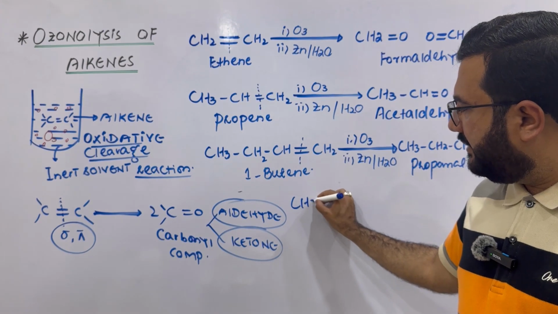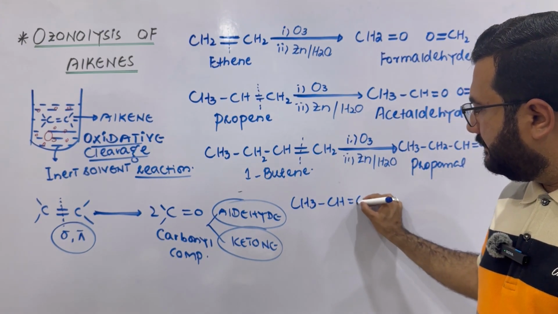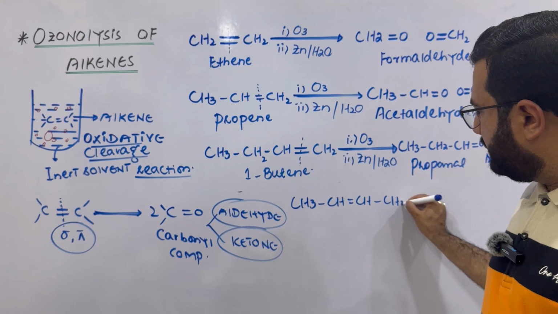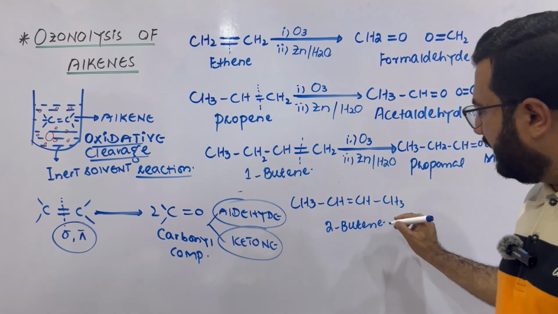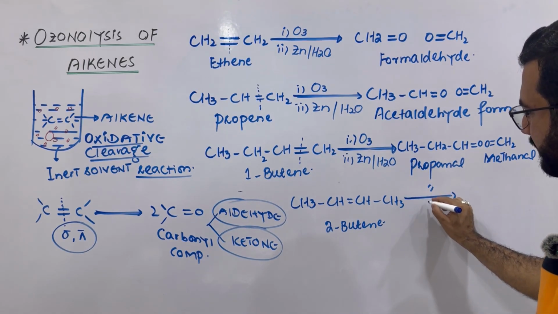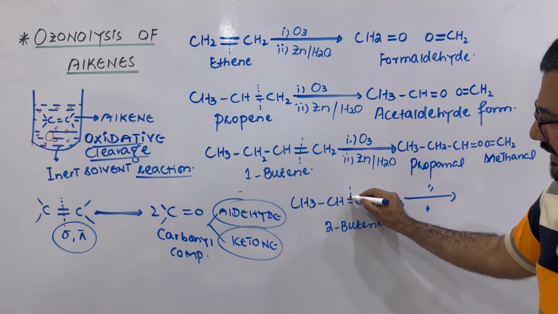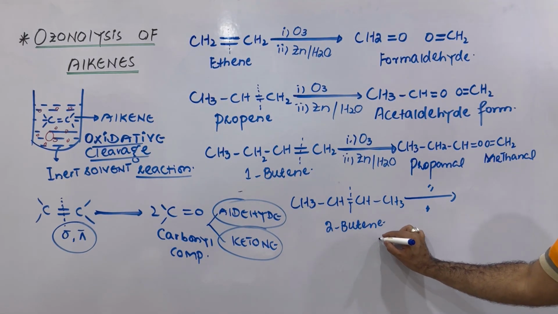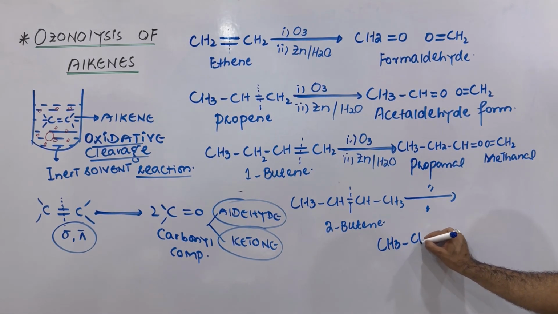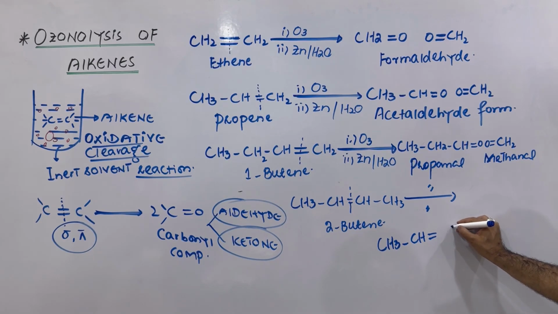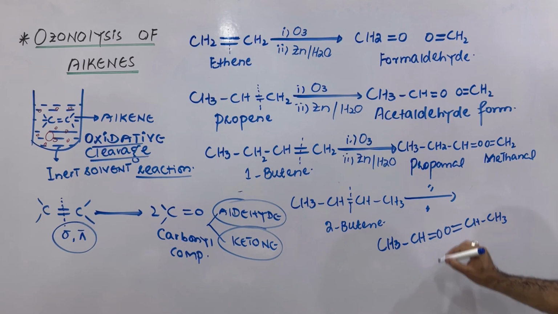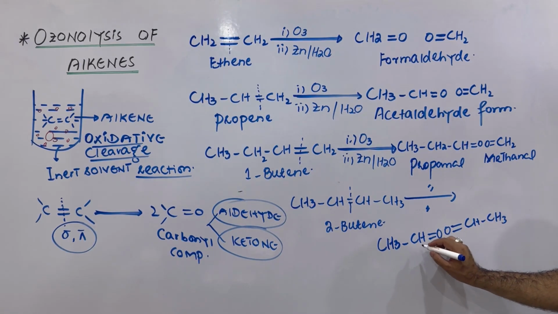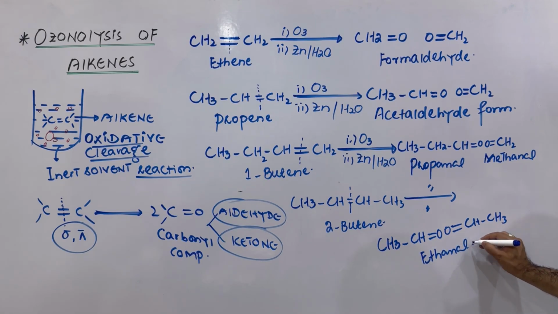But if we have 2-butene, listen very carefully. The same reaction will be performed, and my dear students, again the double bond will get cleaved, and the two carbon atoms which were joined through the double bond will get one oxygen atom each, and you will get 2 moles of ethanal or acetaldehyde.